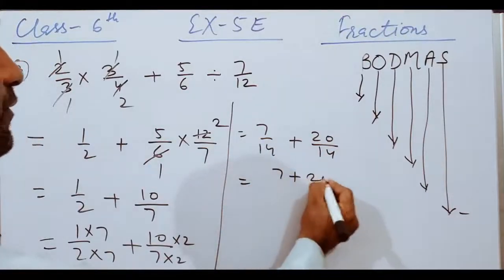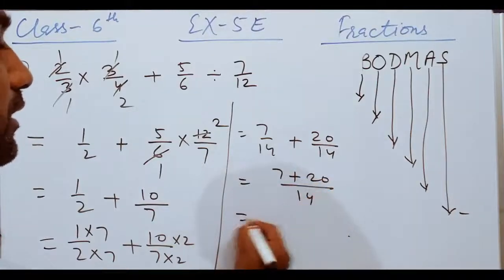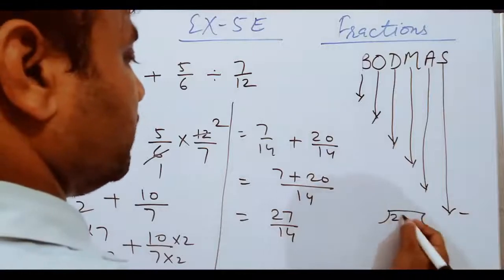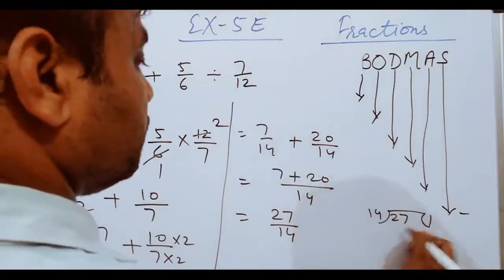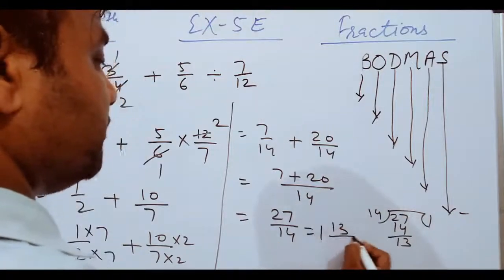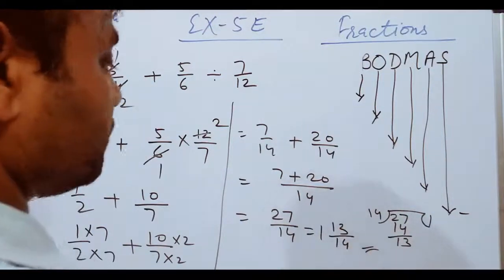The denominators are the same, so we can add the numerators. It is 27 upon 14. Now 27, 14 1s are 14, 13 remainder, then 1 whole 13 upon 14. This is the answer, dear students.